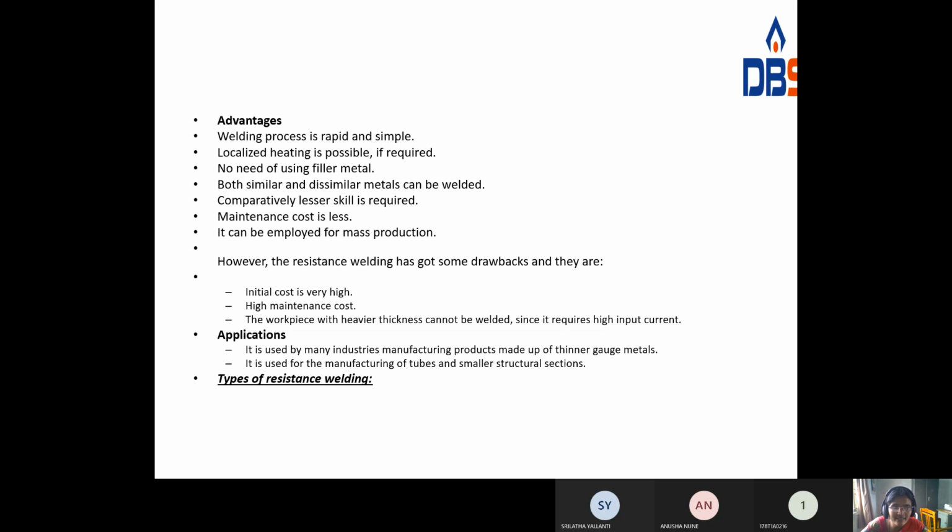Resistance welding is used in many industries manufacturing products made of thin gauge metals. It is used for manufacturing tubes and smaller structural sections. When manufacturing tubes or pipes, in those cases we use resistance welding.